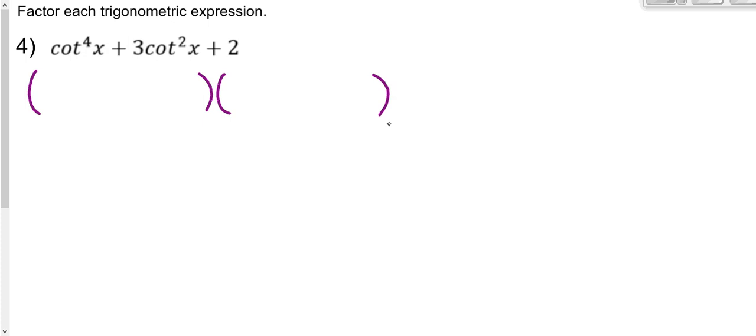So to get cotangent to the 4th, we're going to do cotangent squared times cotangent squared. And then to get the last to multiply to give us 2, how about if we have 2 and 1? If we have a plus 2 and a plus 1, then the insides and outsides will add up to 3 cotangent squared theta. And so that is now factored.